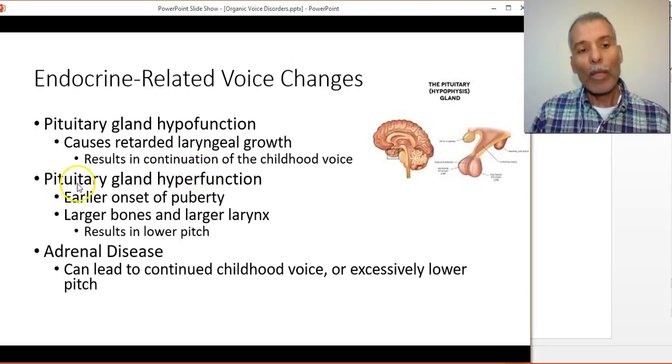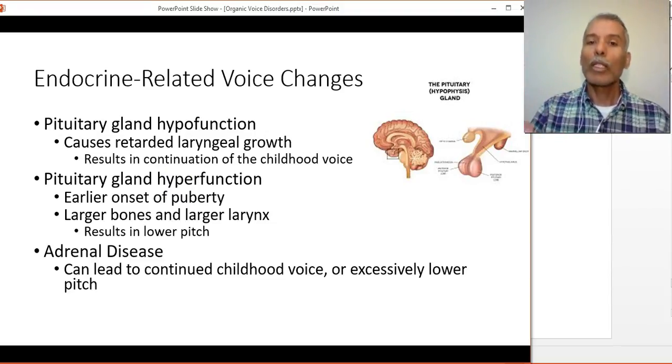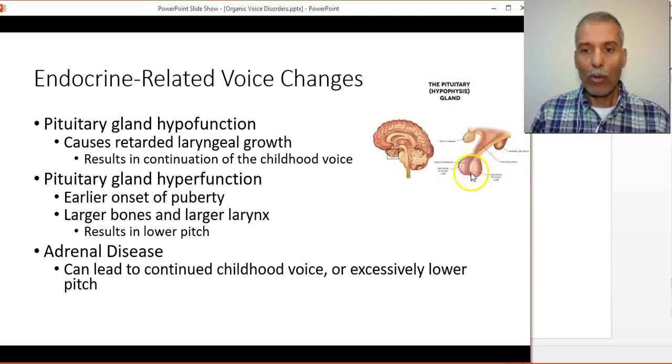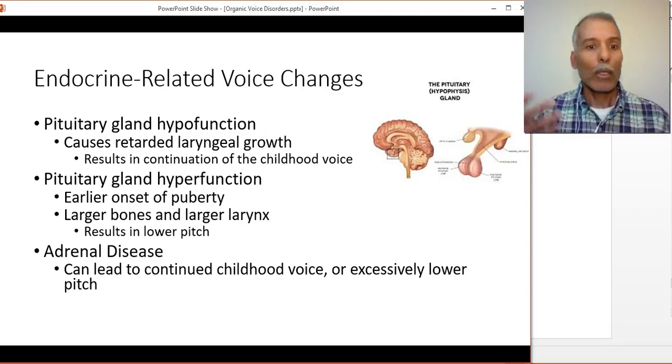If the pituitary gland is over-releasing, the hypothalamus produces, but the pituitary gland holds on to the hormones and releases them. If it is hyperfunctional and it releases more, then it could induce early onset of puberty. So someone might be 10 years old and they are fully grown and mature physically, of course. And that is going to give you a child, basically a young boy or a young girl, with adult voices and physical characteristics. So that is going to lower their pitch.